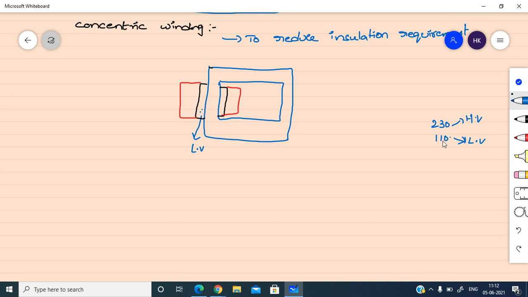So insulation is always based on the voltage rating. If voltage is high, more insulation will be required. If voltage is less, less insulation will be required. So you are connecting the winding after the core, which means there must be some insulation between this winding and the core. If you put the LV winding on top of the core first, then the insulation requirement will become less. Why? Because it is low voltage. Next, after the low voltage, connect the high voltage winding.